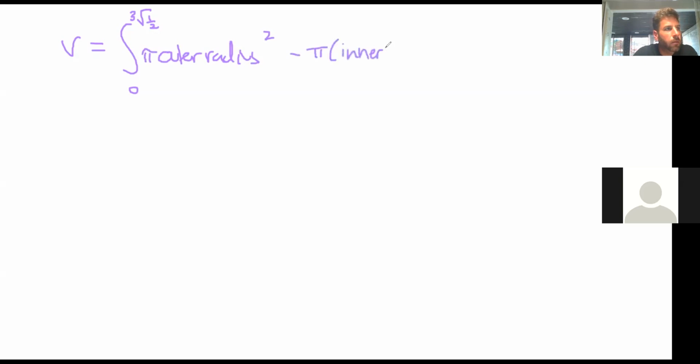So this suggests the formula: volume equals pi. Well, let's be a little more specific here. We're going to integrate from 0 to the cubed root of 1/2. And then we're going to take the outer radius squared, and that's times pi, minus pi times the inner radius squared, dx.